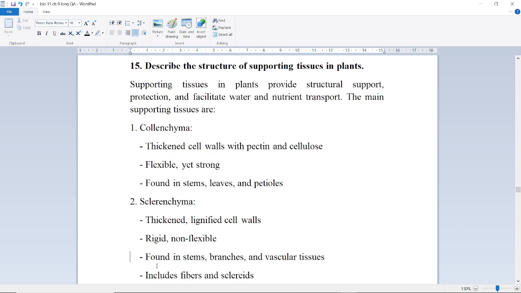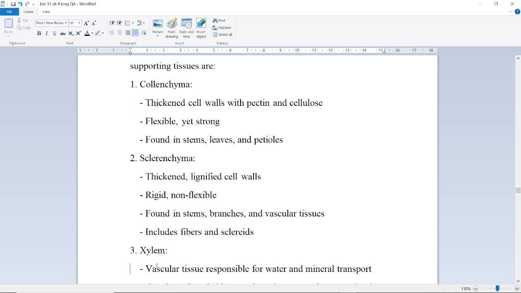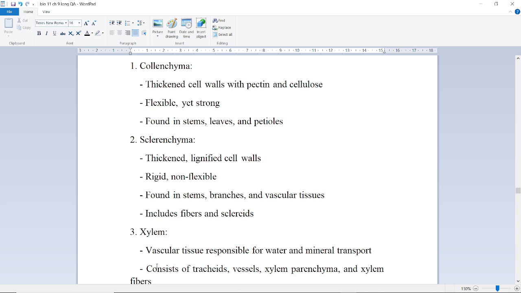Next is, describe the structure of supporting tissues in plants. Supporting tissues in plants provide structural support, protection, and facilitate water and nutrient transport. The main supporting tissues are, first of all, parenchyma, thickened cell walls with pectin and cellulose, flexible yet strong, found in stem, leaf, and petiole. Next are sclerenchyma. These have thickened, lignified cell walls, rigid, non-flexible, found in stem, branches, and vascular tissue, and include fibers and sclereids.